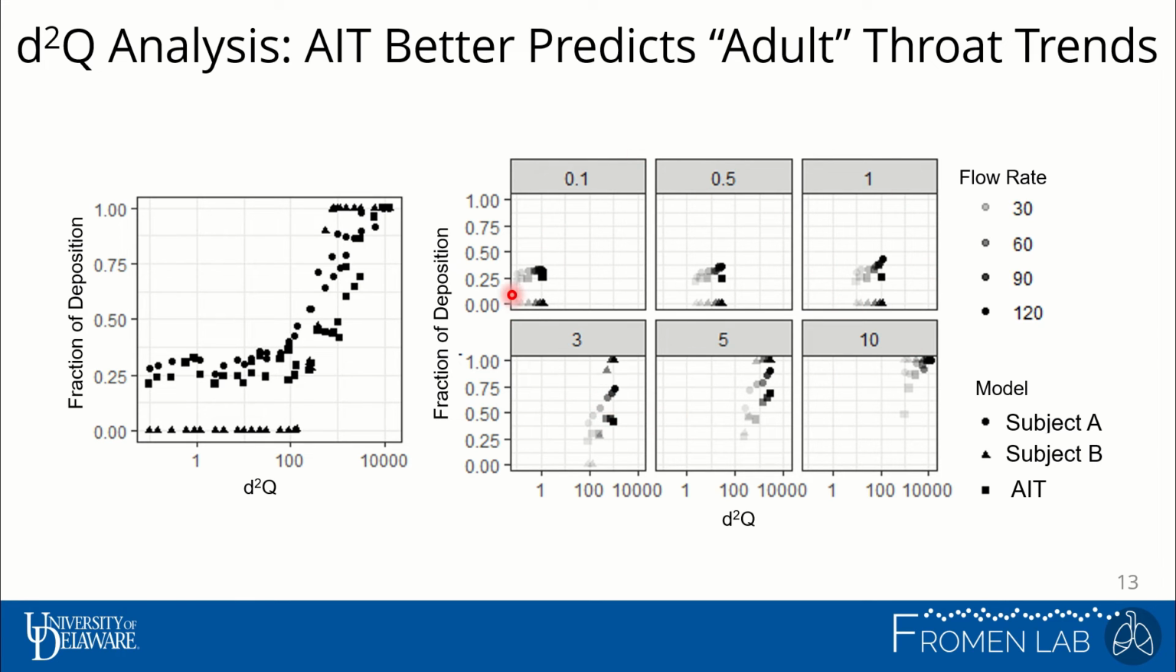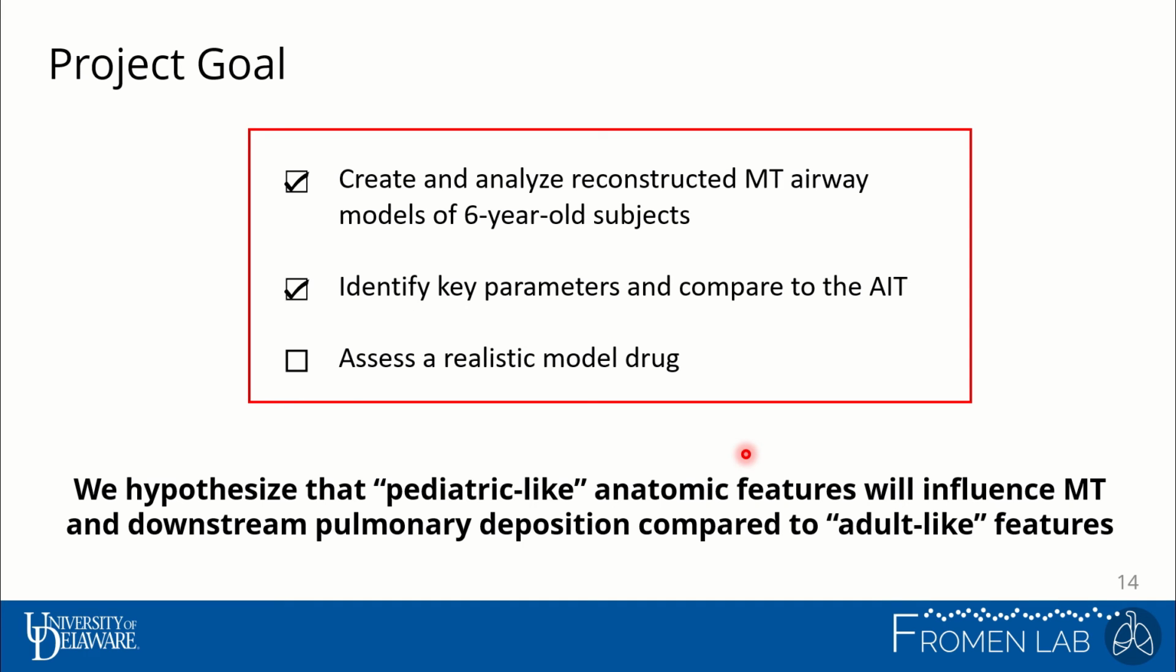And we can also see this if we separate out by particle size in each of these panels, as well as by flow rate, where the darkening of these symbols correlates to increasing flow rate. We can see that there is more overlap between subject A and the Alberta idealized throat, and even where there is some overlap with subject B, the trends in those cases are significantly different. So we can say that the Alberta idealized throat is better at predicting an adult-like throat than a pediatric-like throat for this metric.